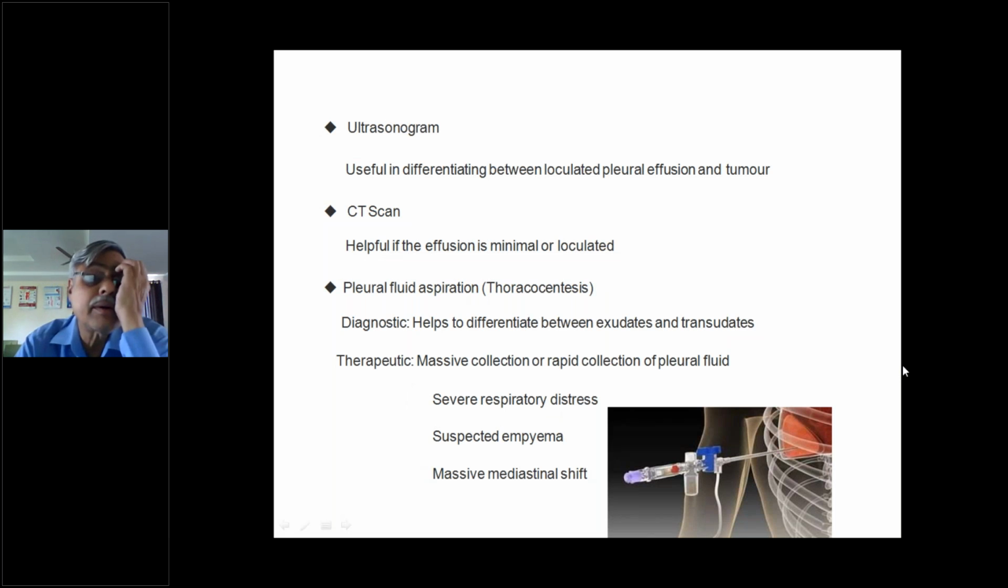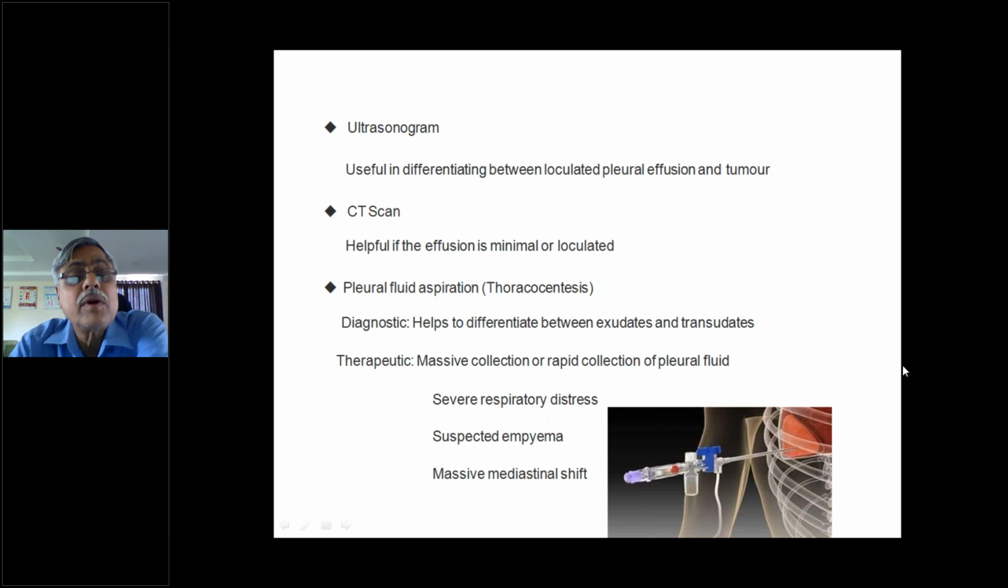The third one is ultrasonogram, of course; it will also tell whether fluid is there or not. CT scan, of course, is there. What is more important than these is that you must know there are two types of effusion. What are those two types? One is transudate and the other is exudate. You must differentiate whether it is transudate or exudate.